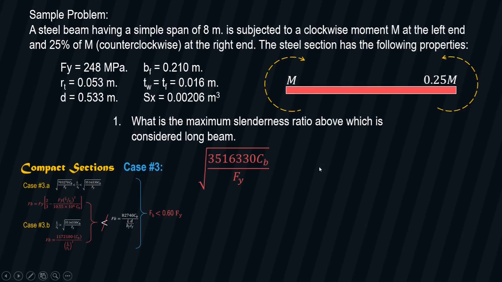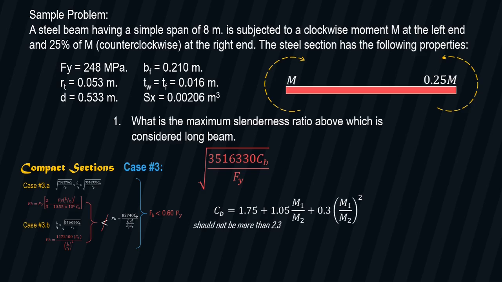To solve for that, we first need the value of CB. We'll be using this formula, and take note, this should not be more than 2.3. CB therefore is equal to 1.75 plus 1.05. Take note, M1 is the smaller value and M2 is the larger value between the end moments. It's given in terms of M, so we'll just leave it at that.